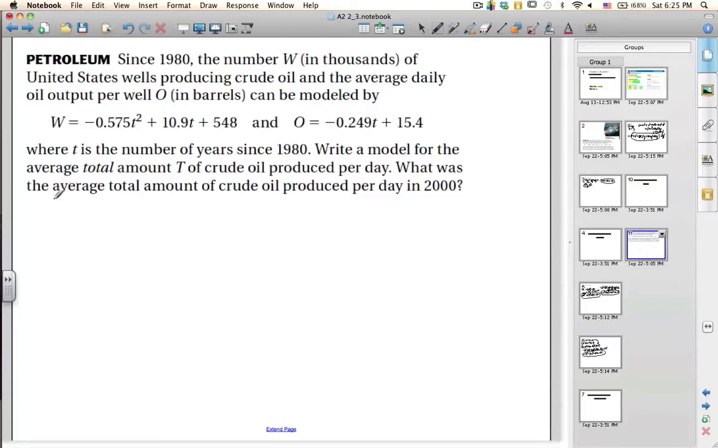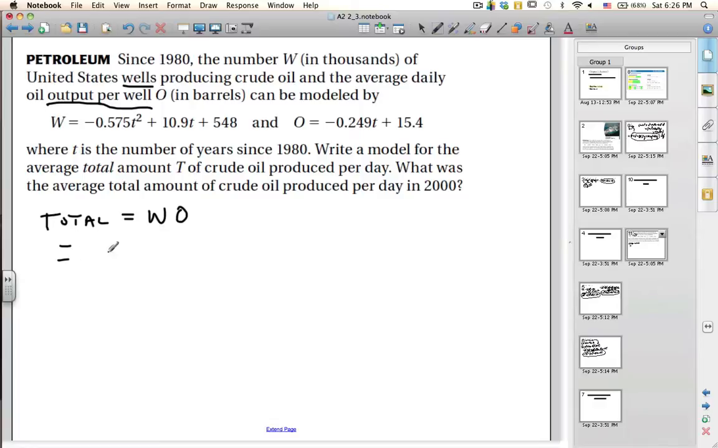Okay, so here's our problem. As we talked about in the very beginning, we know that this function, W, is the number of wells producing oil. And this polynomial, O, is the output per well. So if I want to know the total amount of crude oil, that would equal the number of wells times the output per well.